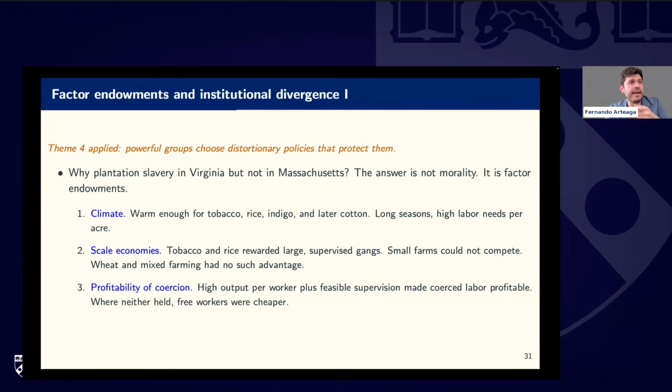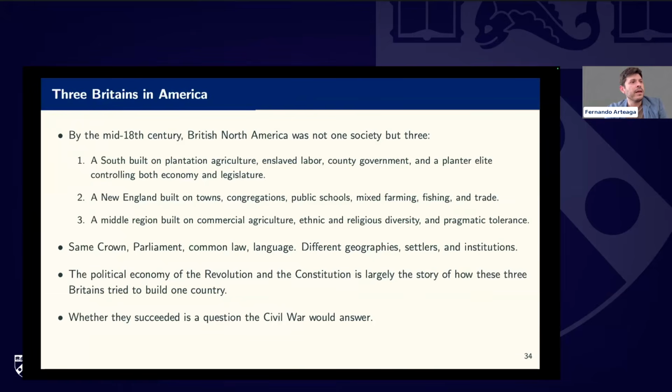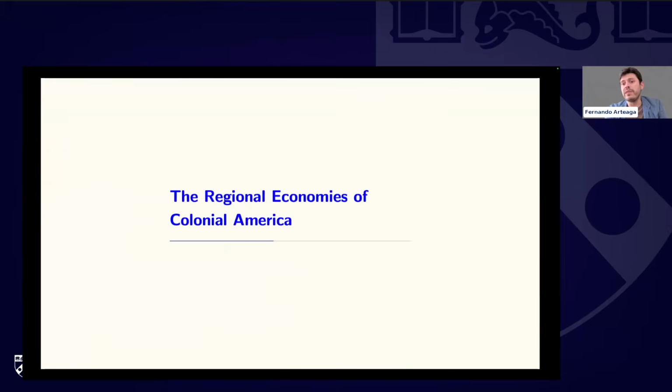I'm going to skip this for just a moment. Skip this, it's just a farm in Pennsylvania. I'm going to skip this and move on.